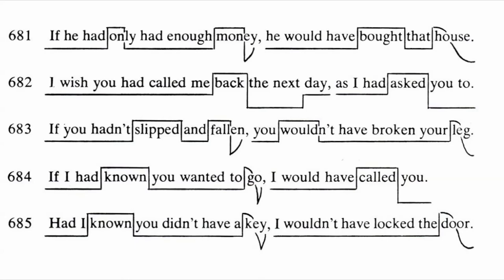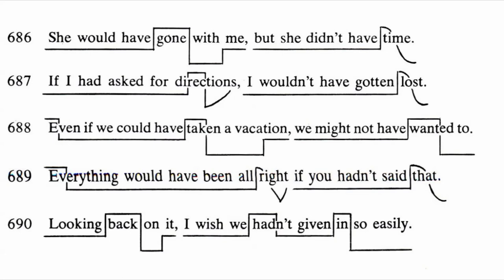Had I known you didn't have a key, I wouldn't have locked the door. She would have gone with me, but she didn't have time. If I had asked for directions, I wouldn't have gotten lost. Even if we could have taken a vacation, we might not have wanted to. Everything would have been all right if you hadn't said that. Looking back on it, I wish we hadn't given in so easily.